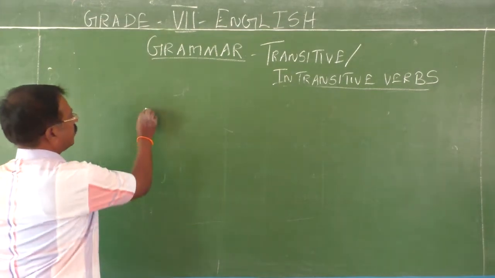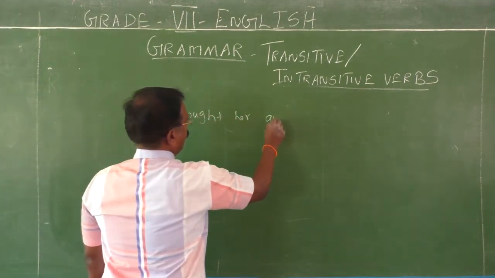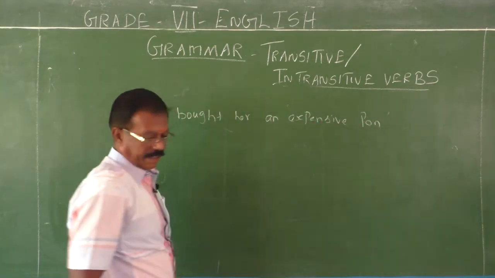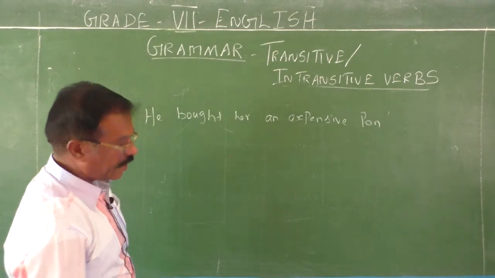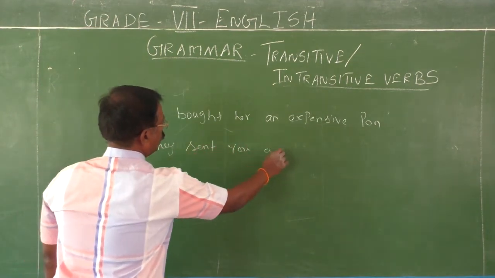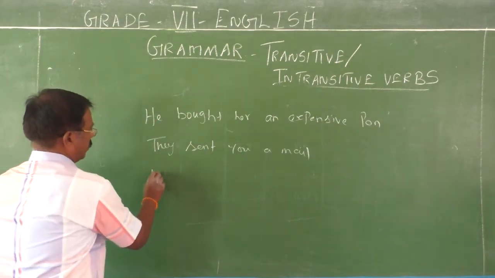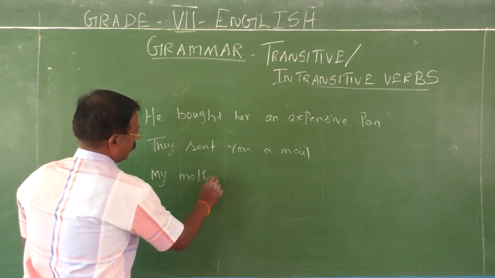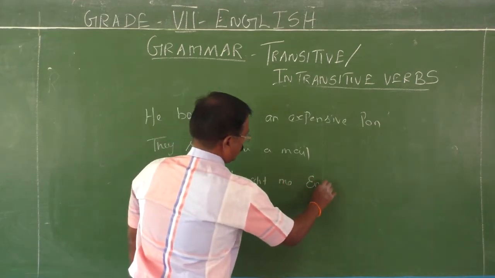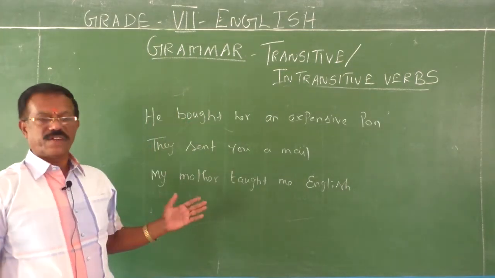Now, see the example, he bought her an expensive pen. They sent you a mail. My mother taught me English. See, you just observe all the three sentences. These three sentences were taken from your grammar book.